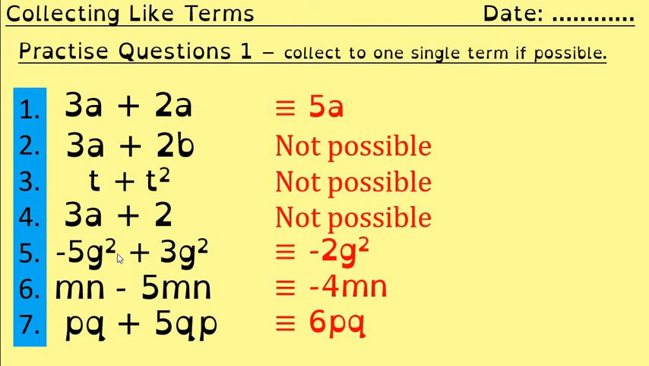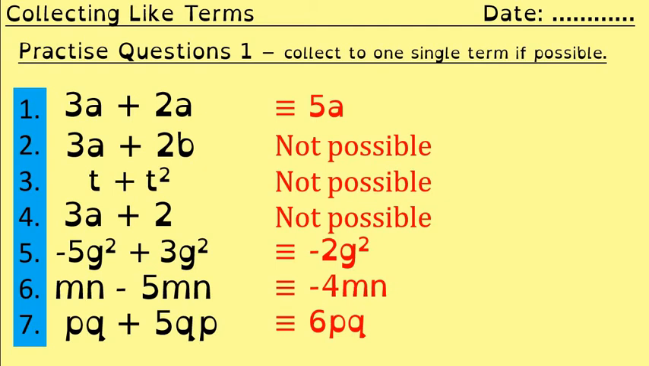These two terms are like terms because they have the same variable to the same power, so they can be collected, and that would be negative 2g squared. Again, we have like terms here with mn and negative 5mn, and that collects together to negative 4mn.